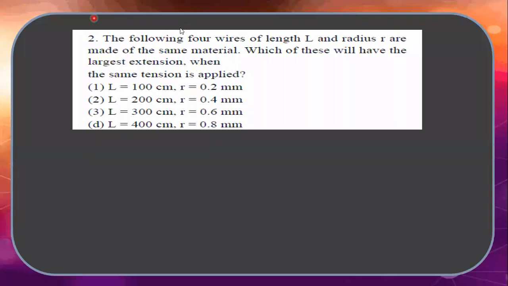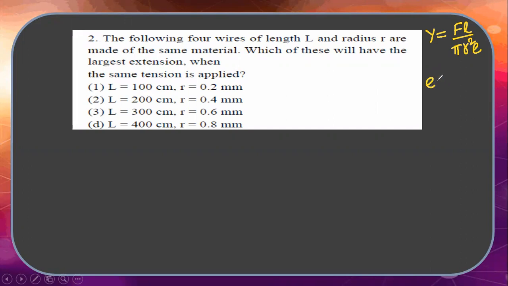So the formula to calculate this extension, elongation. What is the formula for the Young's modulus? Young's modulus Y is equal to FL divided by AE. A is the area of cross section. That's why in the place of area, radius is given. That's why area will be written as pi r square into E.